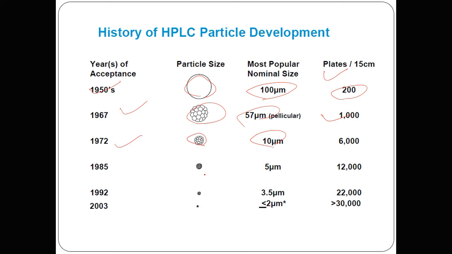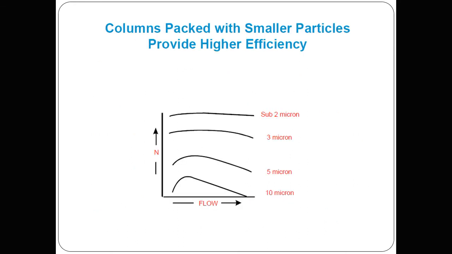In 1985 it was reduced further, the nominal size was 5 micron, and plates was 12,000 for 15 centimeters. In 1992 it was reduced again to 3.5 micron, and plates was 22,000. And in 2003, in the current era, the particle size was reduced to very small, less than 2 micron, and plates is above 30,000. That is very good, as we can resolve more and more impurities in the current era. Columns packed with smaller particles provide higher efficiency.